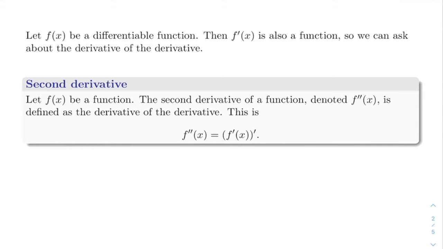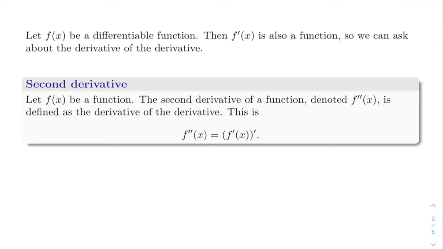So if we have a function f, we can find its derivative, which is f prime of x, which is also a function. So we can ask again, okay, what is the derivative of this new function that we obtained? And that is how we will obtain the second derivative of a function. So the second derivative of a function, and we will denote this by f double prime, is defined as the derivative of the derivative. This means that f double prime is the derivative of f prime.